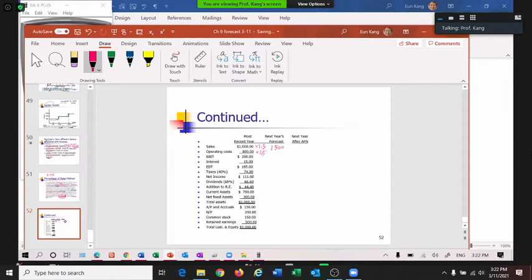1.5 times 800 is 1,200. Then 1,200 minus 1,500 minus 1,200 is 300.